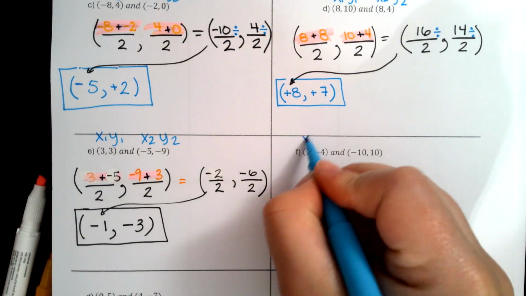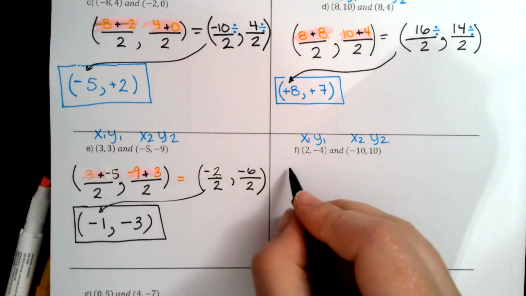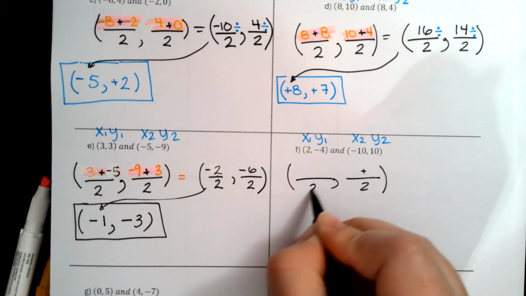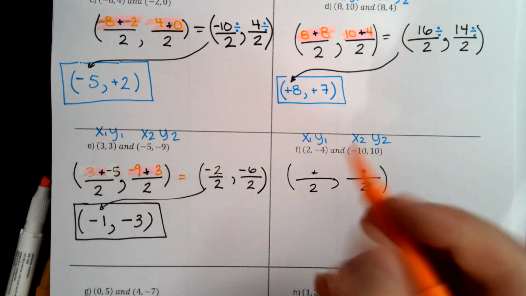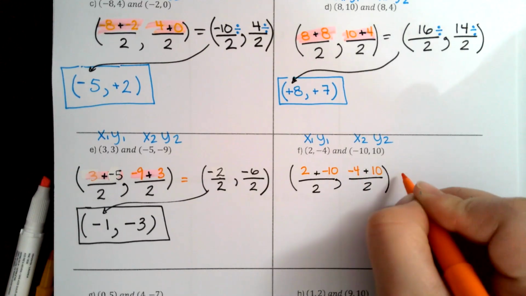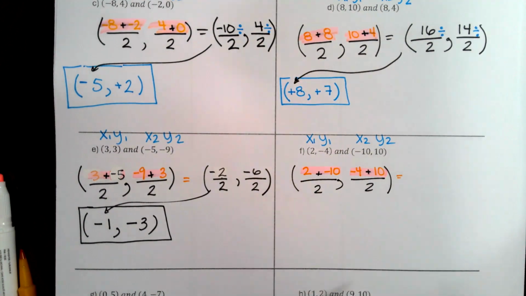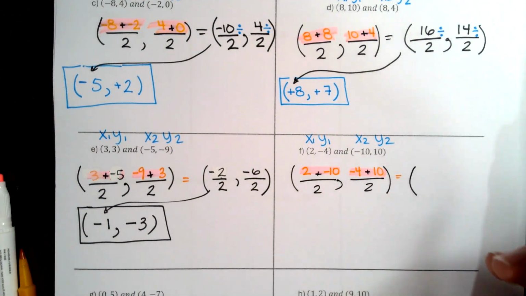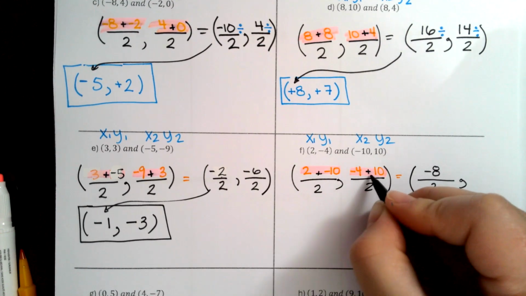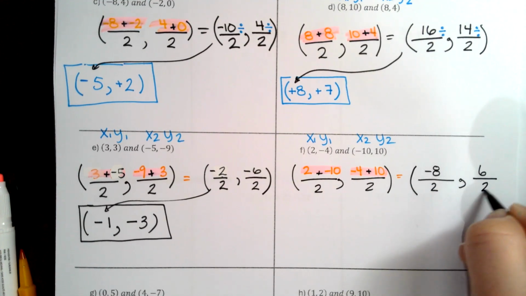Okay, labeling our points, x1, y1, x2, y2. Writing out our formula for midpoint, we got comma, parentheses, divided by 2, divided by 2. Take your x's, 2 and -10. Take your y's, -4 and 10. On top, we are doing counters. 10 minuses and 2 pluses give us a -8. -4 plus 10, so 10 pluses, 4 minuses give us a +6.